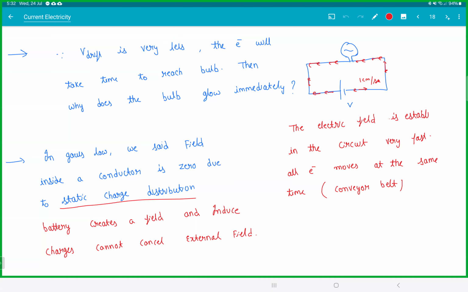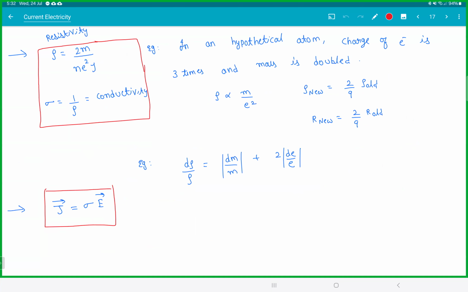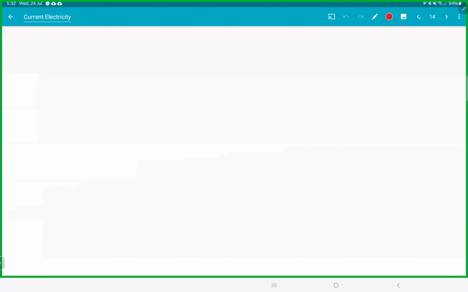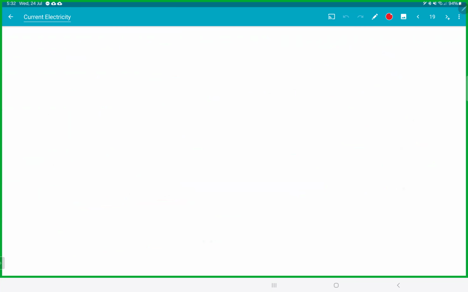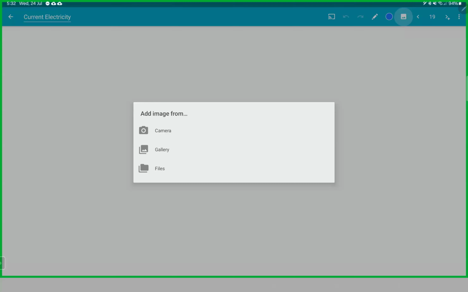The last thing, this is the thing which we are doing. J is equal to sigma E. Let's start off with a question.